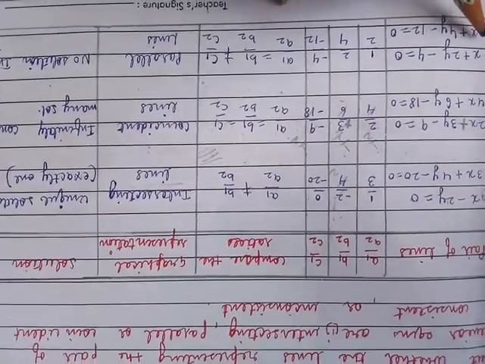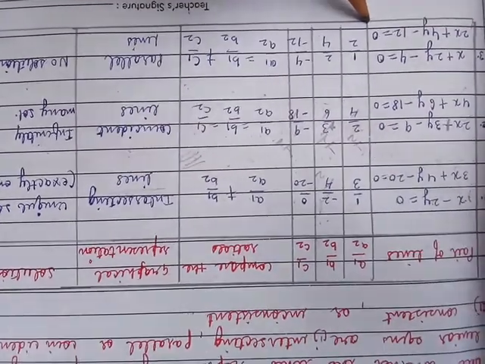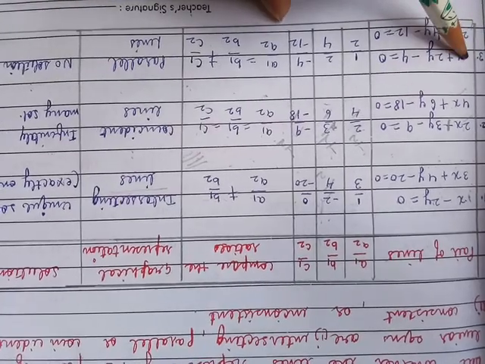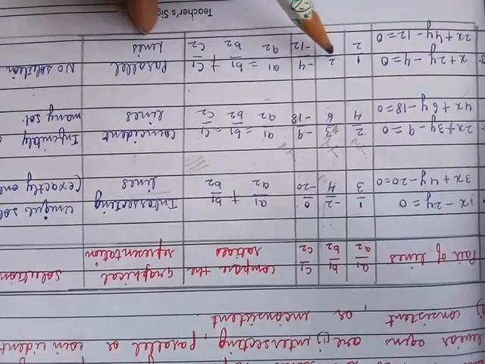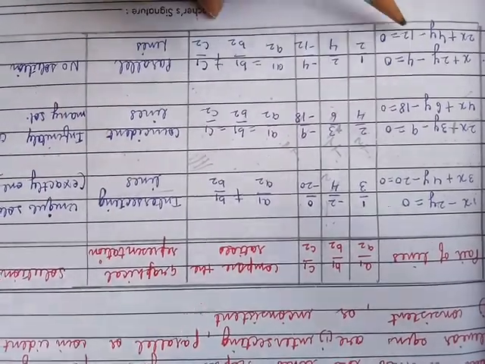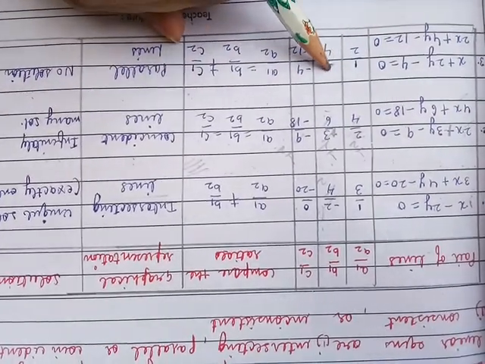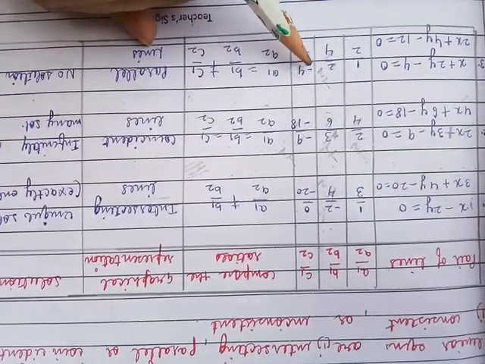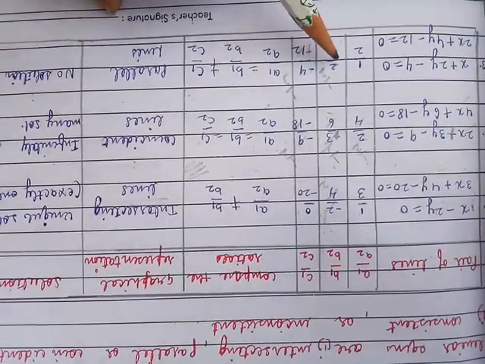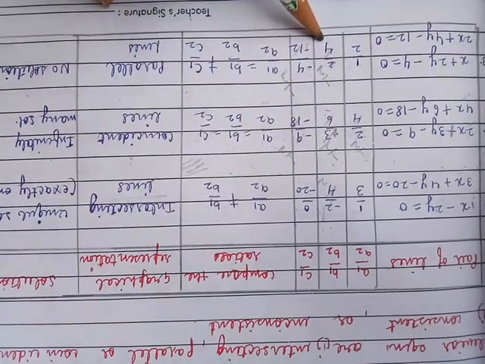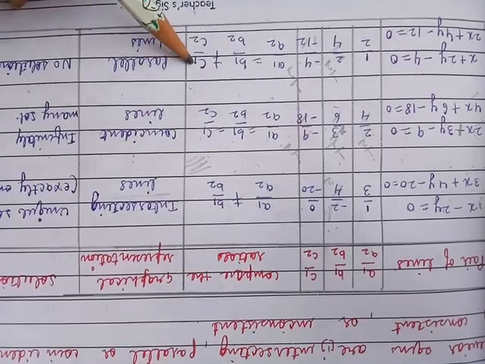Now next is x plus 2y minus 4 is equal to 0, and 2x plus 4y minus 12 is equal to 0. Now here you see A1 is 1, so A1 upon A2 means 1 upon 2, B1 upon B2 is 2 upon 4, and C1 upon C2 is minus 4 upon minus 12. Now here 1 by 2, this also 1 by 2, and here the minus cancels, it will be 1 upon 3.